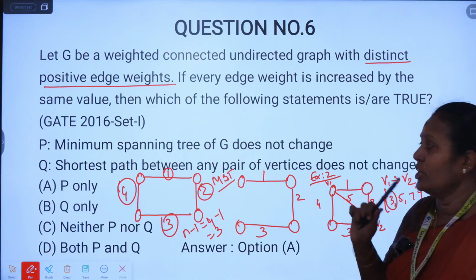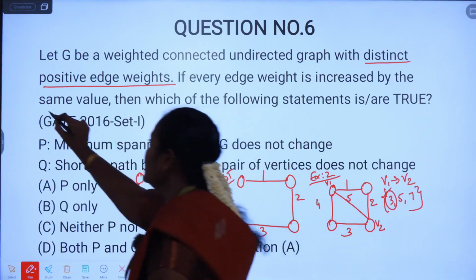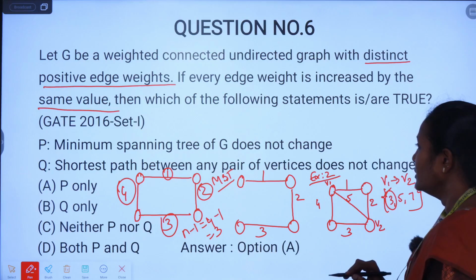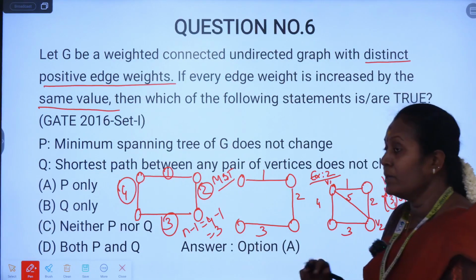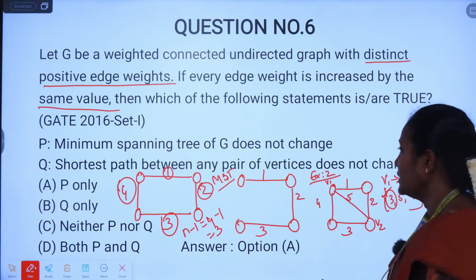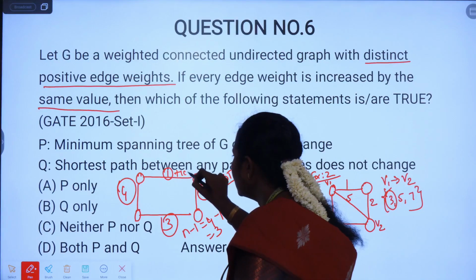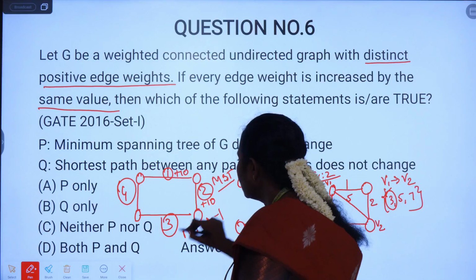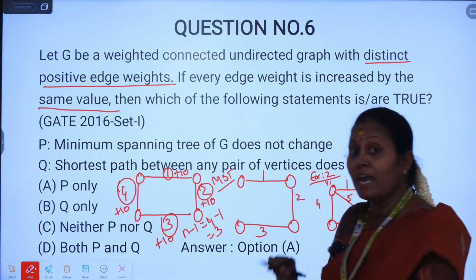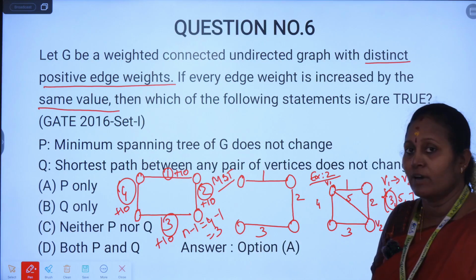If each edge weight is increased by the same value, then which of the following statements is true? The first statement: the minimum spanning tree of G does not change. So each edge weight is increased by some value, that is, all the edges should be added with the same value. It should not be different values.